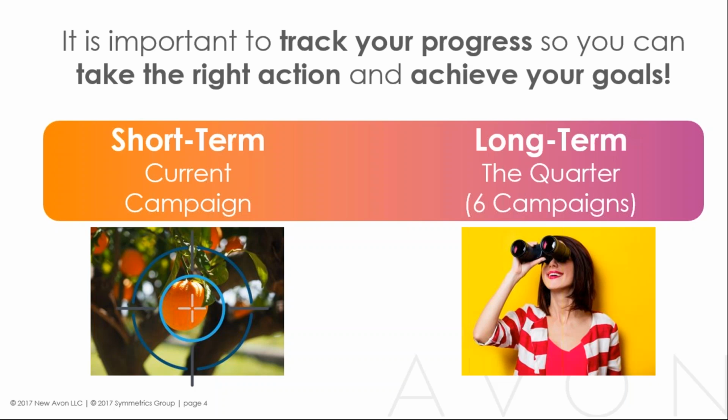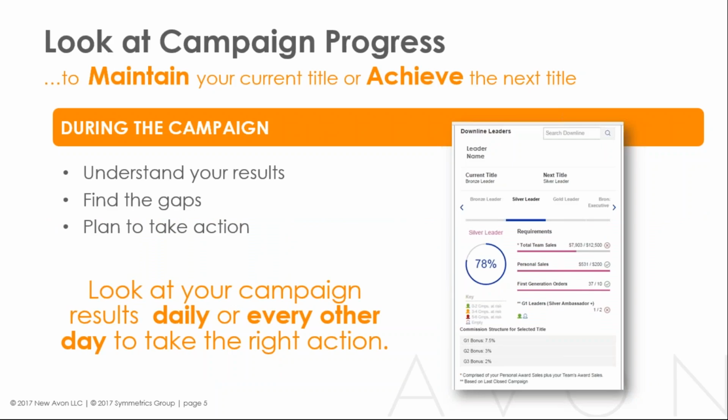You want to stay on track to achieve your goals. So when focusing on the current campaign, we are taking stock of any immediate, short-term needs to maintain our current title or achieve the next title. Within Vibe, our individual progress report provides a nice window into our performance and allows us to keep a pulse on where we are doing well and what areas are at risk from campaign to campaign.